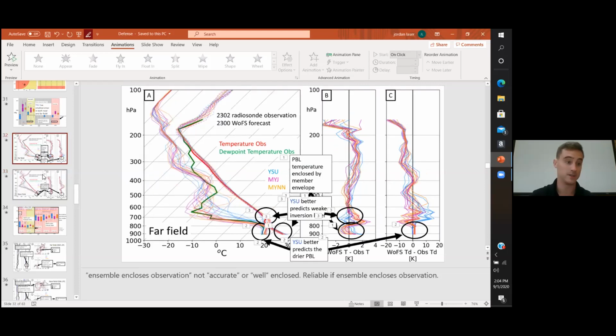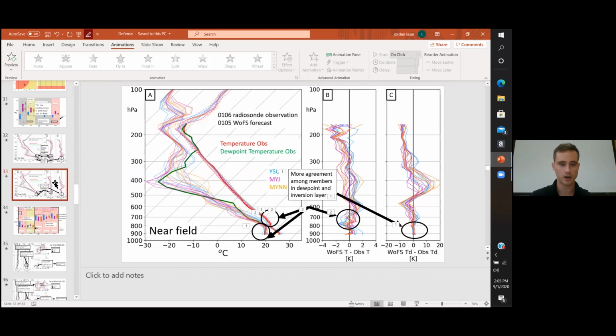And also just to point out the difference between these two observations, one in the far field, one near field, one's taken earlier than the other. There's a dry layer that exists at about 700 or 650 millibars that WoFS does a good job of predicting. But in the later observation, either this dry layer has moved up in pressure, or there's some other mechanism generating this dry layer or at least causing it to be higher up. And it looks like WoFS has a harder time there.